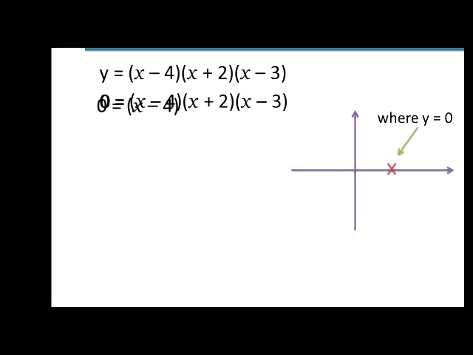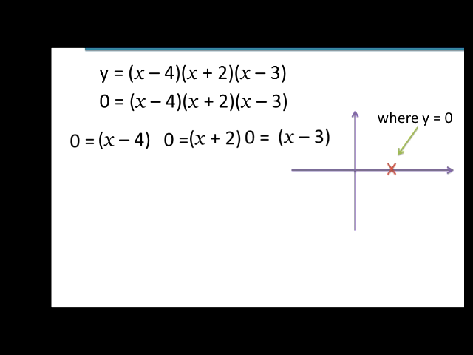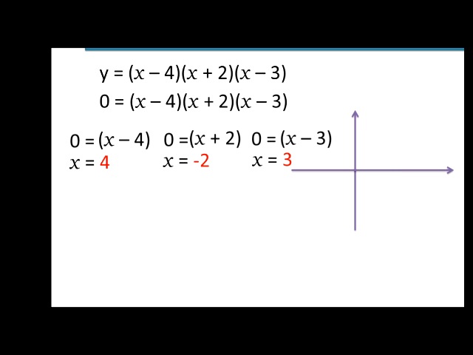So you should know that we can split these up. Each of these can be written equal to 0, and therefore we can solve it really easily to be 4, minus 2, and 3. And you probably already know the shortcut. You can just swap the signs. But that's why. If you didn't know why you swap the signs, now you do. Okay, so there we have our x-intercepts, or our roots.